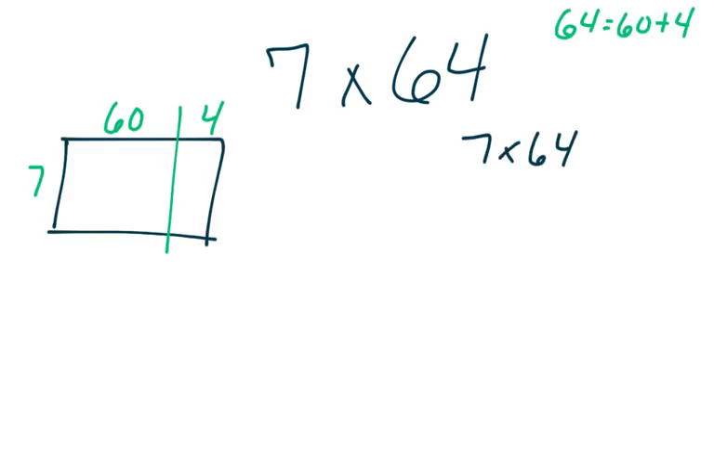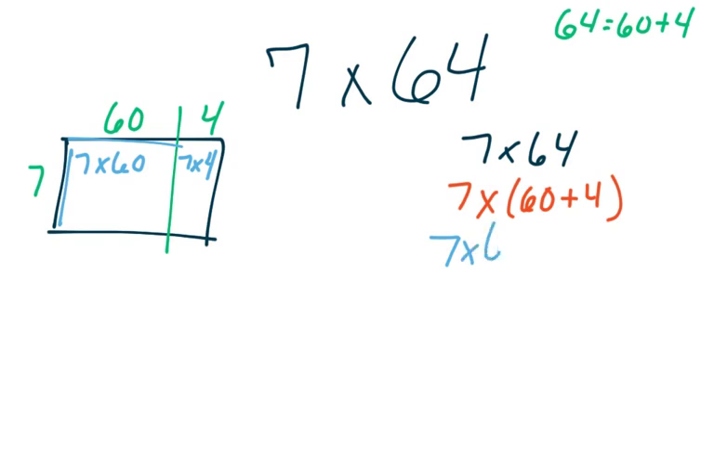All right, I have my area model ready and I have my distributive property ready to go. So I've already expanded my number 64. I'm going to do it here, 7 times 60 plus 4. I'm now going to distribute that 7 so I can find those two small multiplication problems, 7 times 60 and 7 times 4. I'm going to do the same thing over here, 7 times 60 plus 7 times 4.